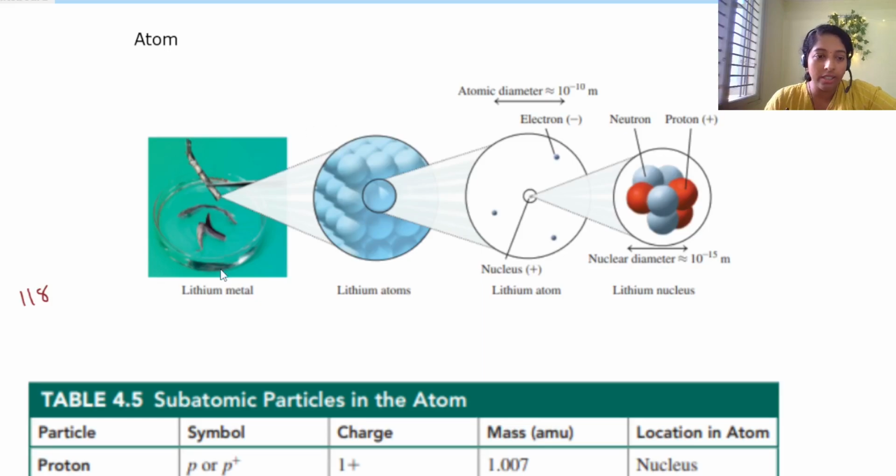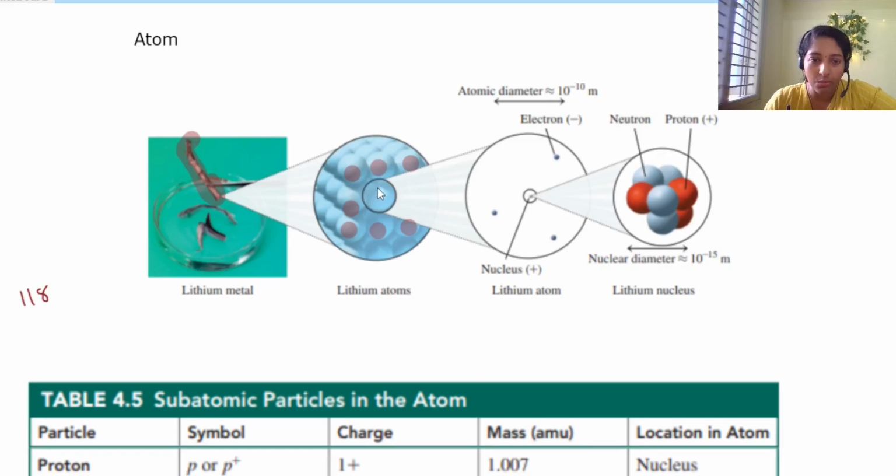Suppose you are taking, for example, lithium metal. When we use sophisticated microscopes, you can see something repeating, like a ball. This repeating unit is what we call an atom. All the elemental properties are actually based on this atom structure.